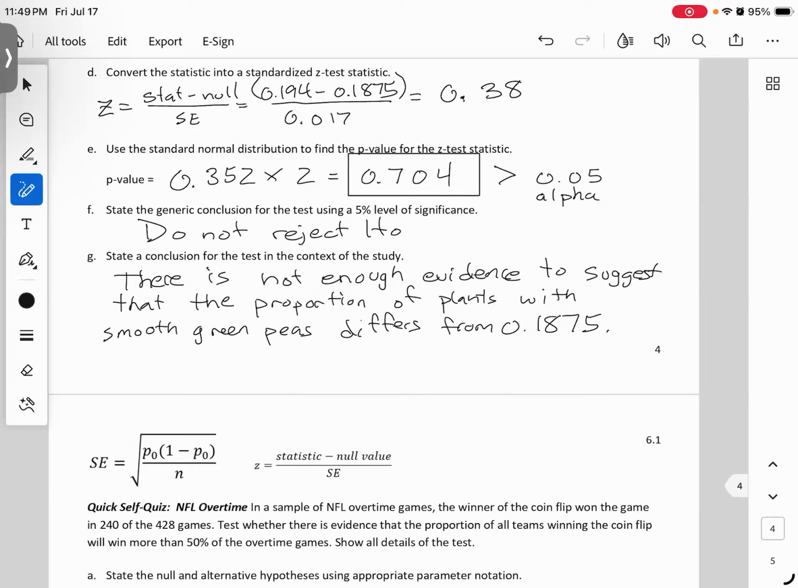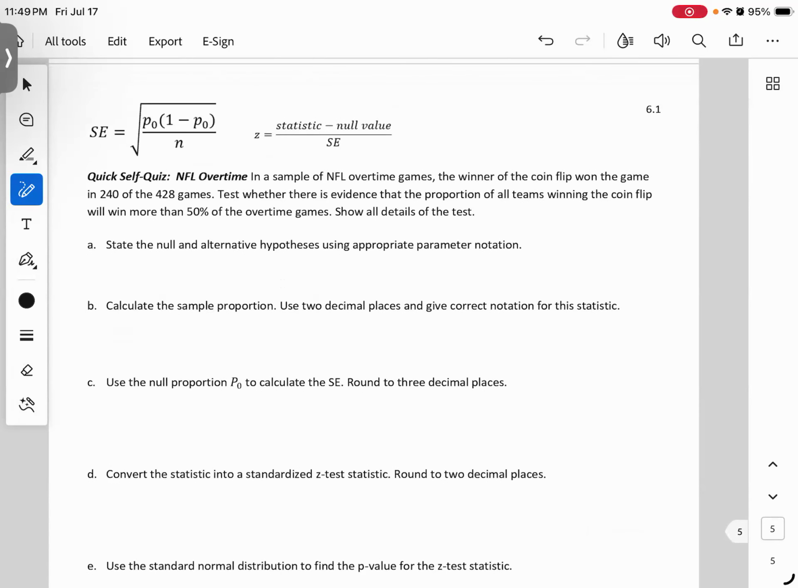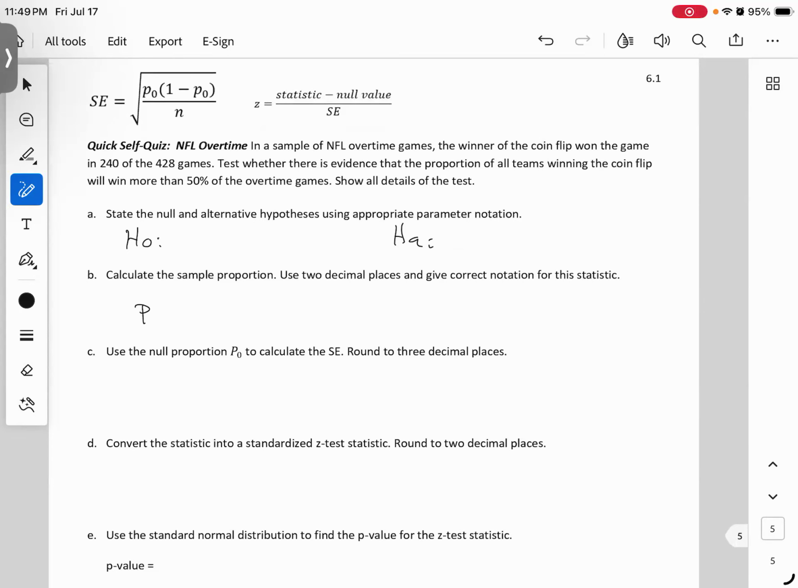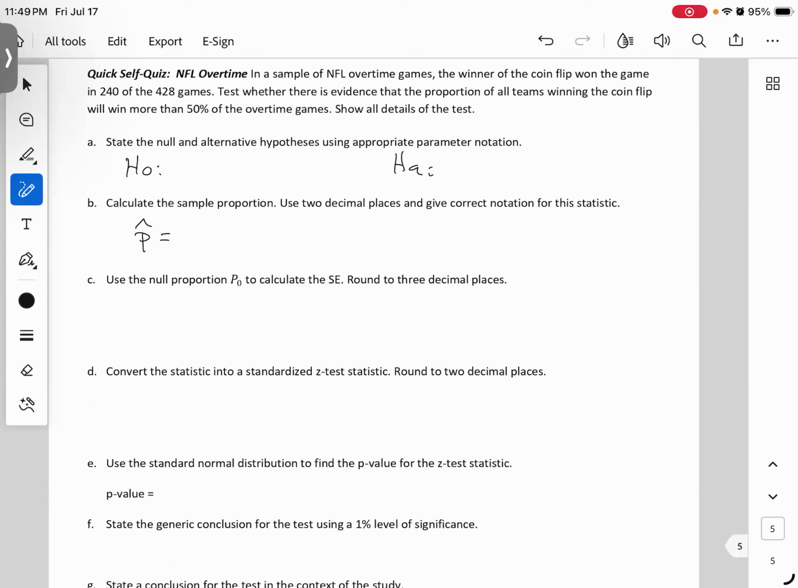All right. Now, if you scroll on, you'll see that this one here is an example noted as being a quick self quiz. So I do want you to try this one on your own without me, which would mean maybe go ahead and pause the video. All I'm going to do real quick is just give you a couple little hints. You're doing your H0, your HA based on what's being tested. You're going to do your proportion. And that's what in 6.1, everything is proportions, single proportion.